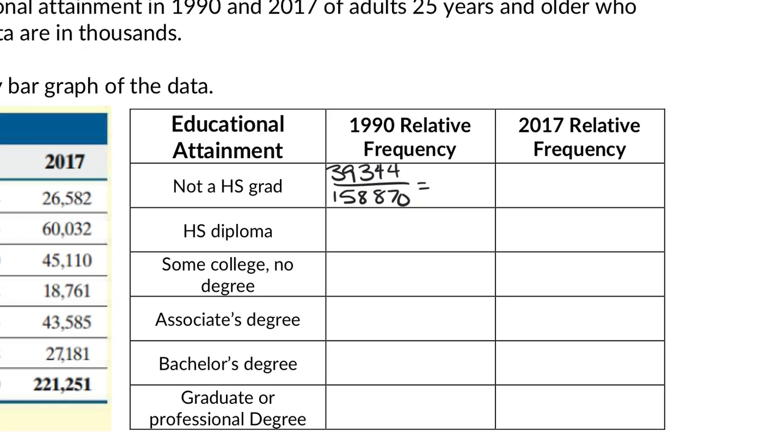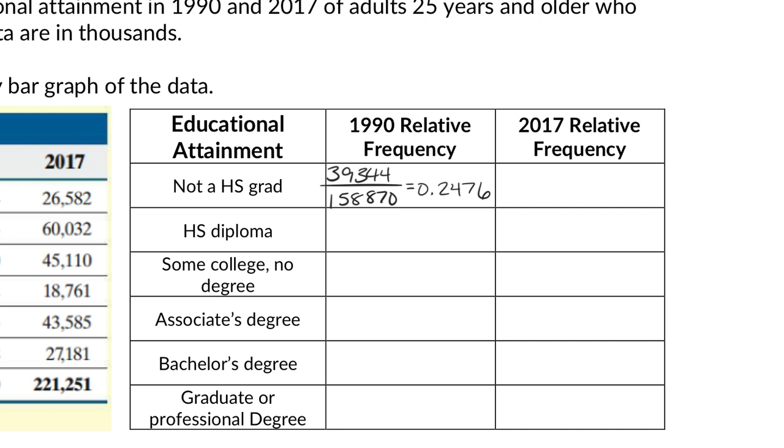I'm going to write this smaller because I needed to zoom in before I did that to make this fit. So 39,344 out of 158,870. And as a decimal, let's keep 4 decimals. What is that number? 0.2476. That is the relative frequency of people who were not a high school graduate in 1990. We're not going to show our math on all of this because that box is too small, but later when you're looking back, you can see where we got it from.